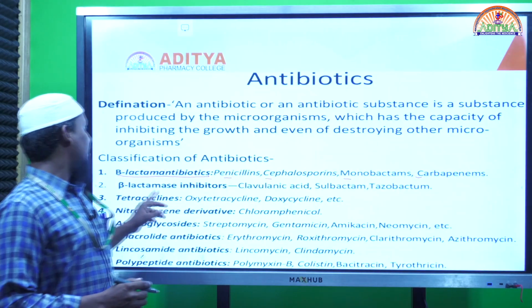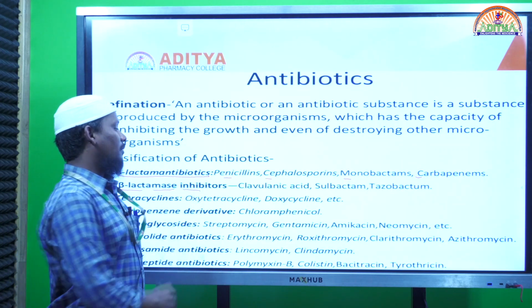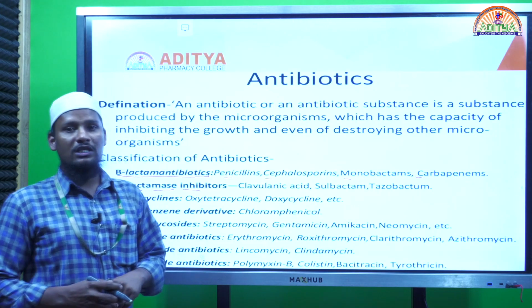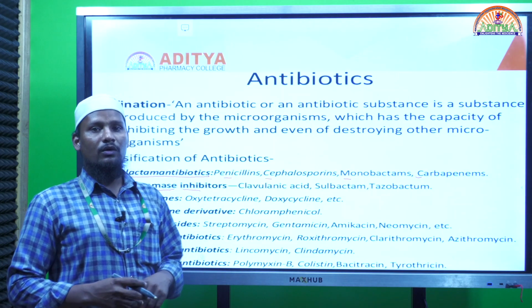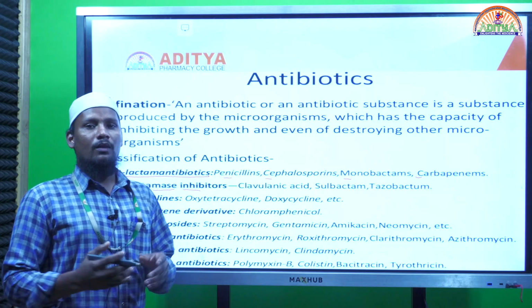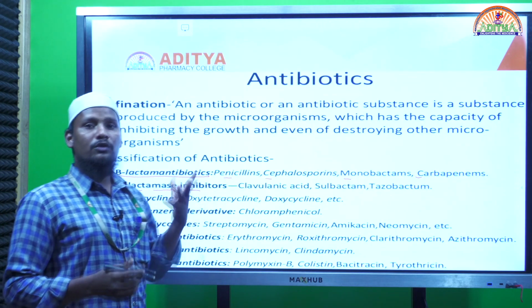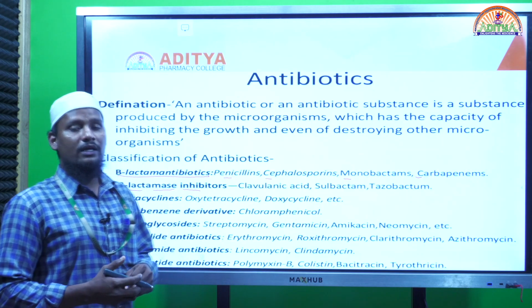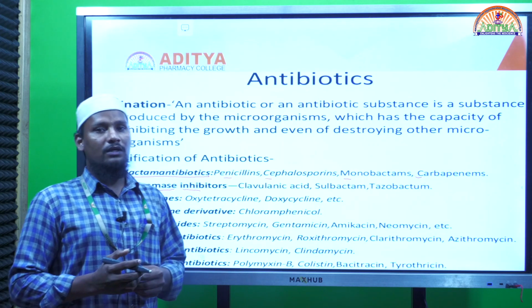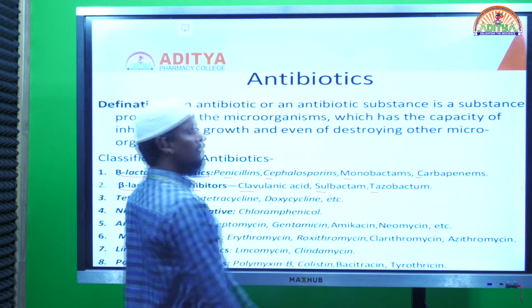And the next one is beta-lactamase inhibitors. The microorganism produces lactamase, an enzyme which causes the breakdown of the beta-lactam ring. To inhibit the breakdown of the beta-lactam ring, they are using beta-lactamase inhibitors. We are going to inhibit the enzyme beta-lactamase, which causes the breakdown of the beta-lactam ring. Those are clavulanic acid, sulbactam, and tazobactam.